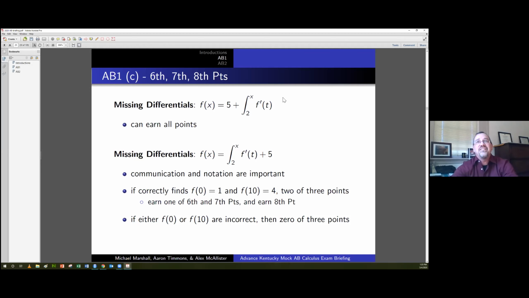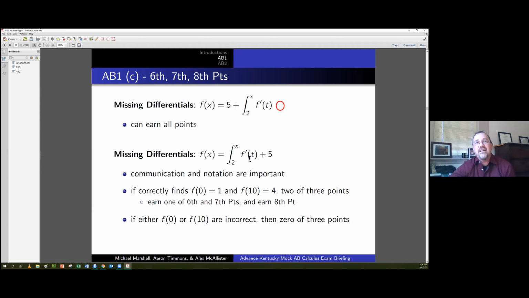the convention would be to go ahead and put the dt right here. If I'm reading that, I'm assuming there's a dt living in that spot, and we'll allow the students to earn those points. It's not great communication. I really want my students to write that down, but here's a space where we're going to let them have a little bit of grace, as Michael mentioned.